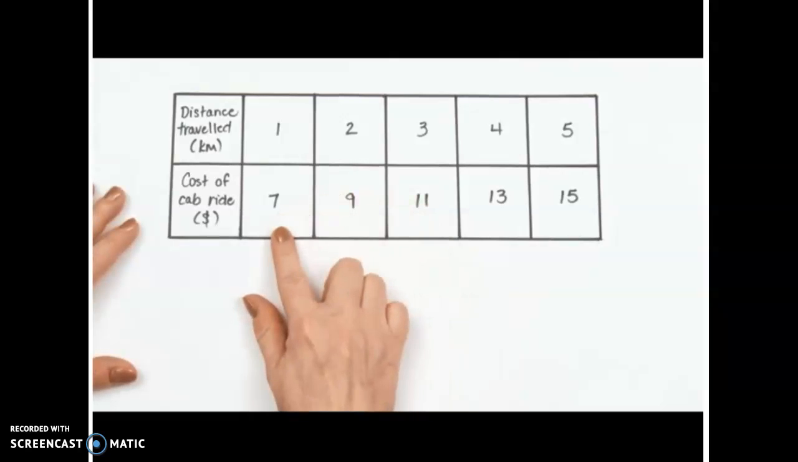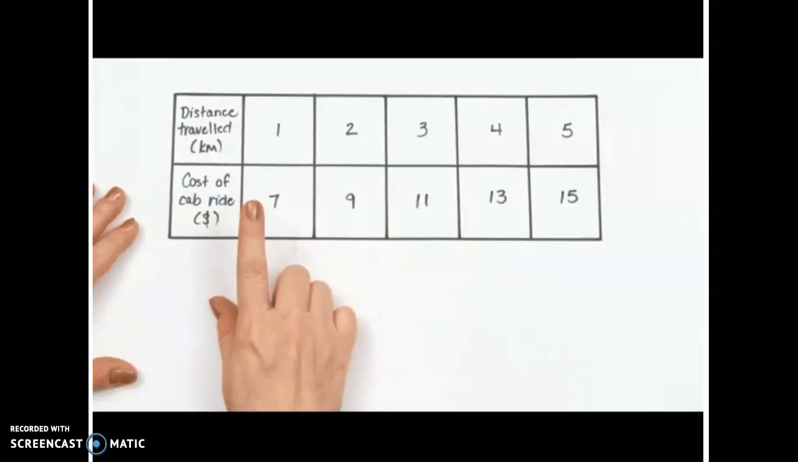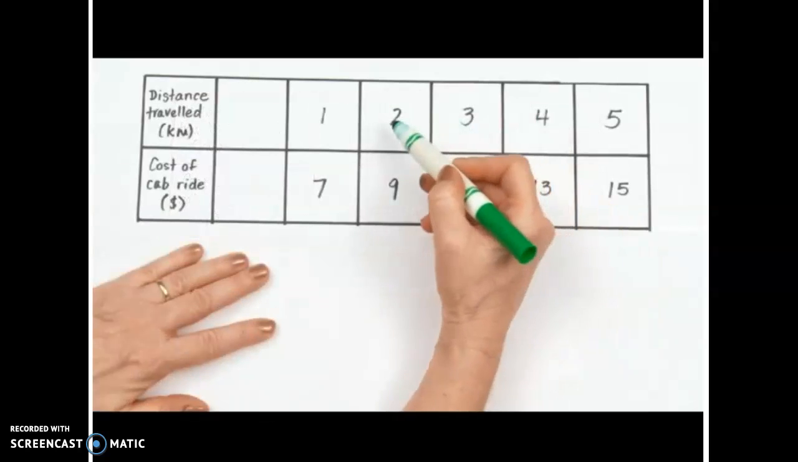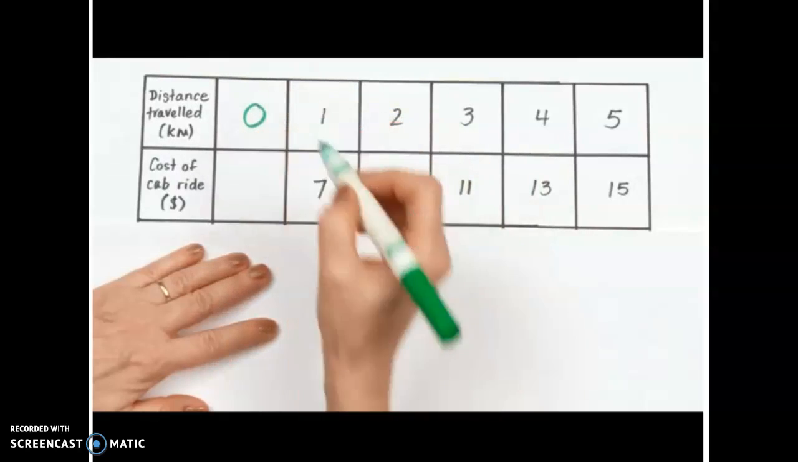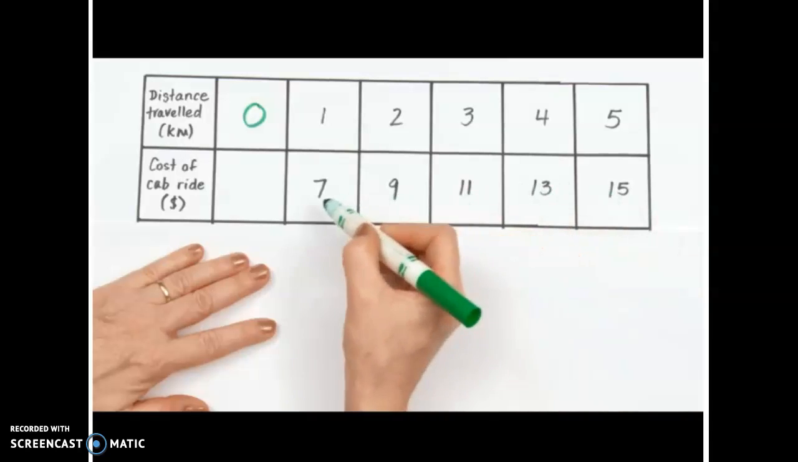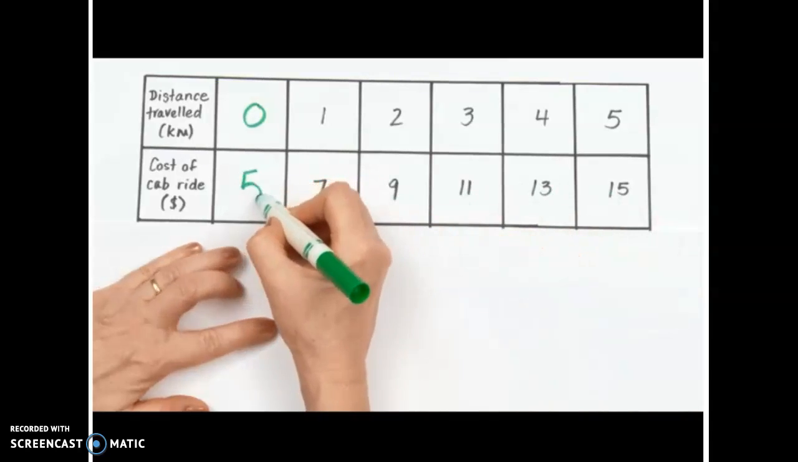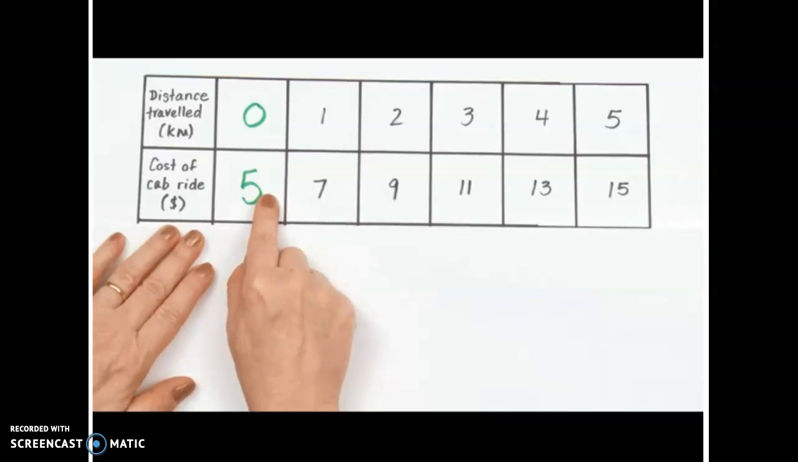What would happen if I followed the pattern backward and added another column right here? Following the pattern backward, I would put a 0 in this spot, and I would put a 5 in this spot. This column tells me that before the cab driver had even started driving, the meter already said $5.